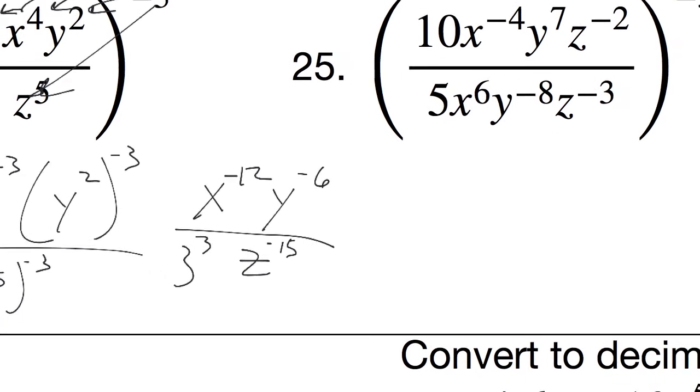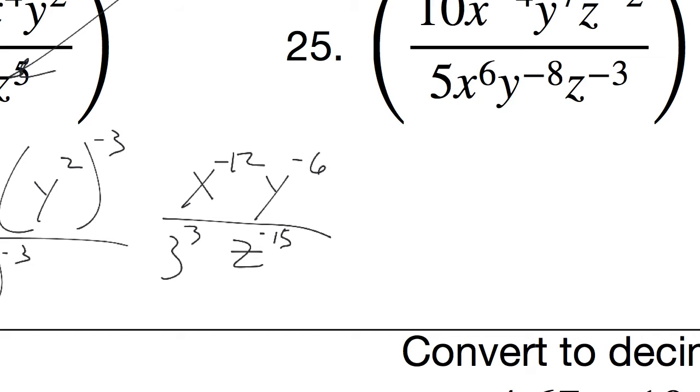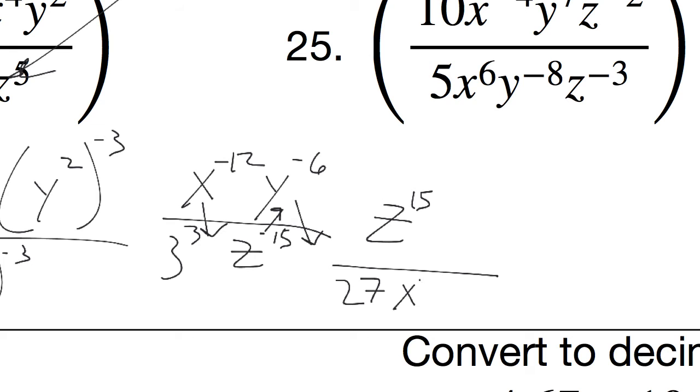Another step, 3 to the 3rd is going to be 27. Cross the line, change the sign. On the top we'll have z to the positive 15th, x to the 12th, y to the 6th. There it is.